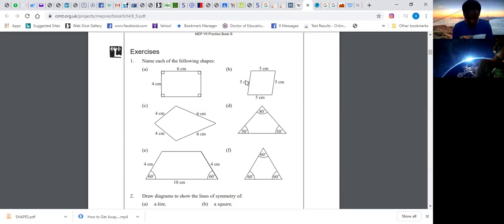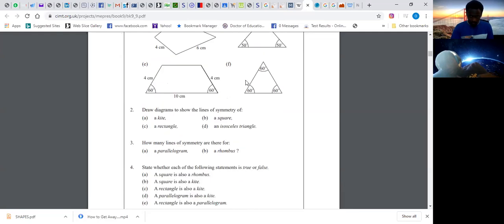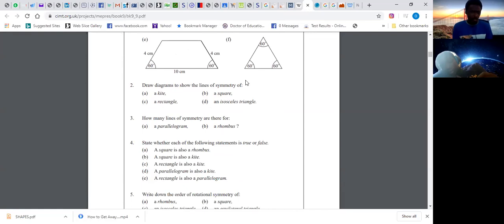The next one. I wrote rhombus for 1B. 1B, rhombus. Yes, that's correct. I wrote kite for 1C. That's correct. I wrote isosceles triangle for 1D. That's also correct. I wrote trapezium. That's also correct for 1E. And for 1F, I wrote equilateral triangle. That's accurate. Well done.